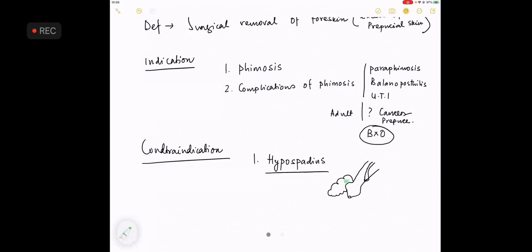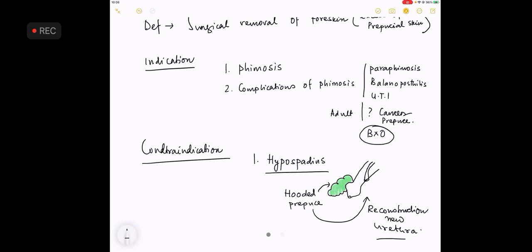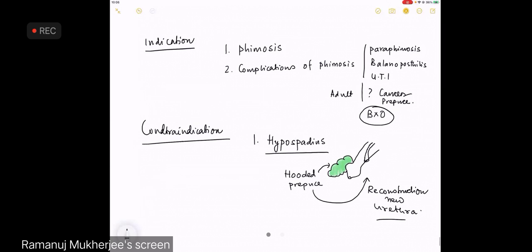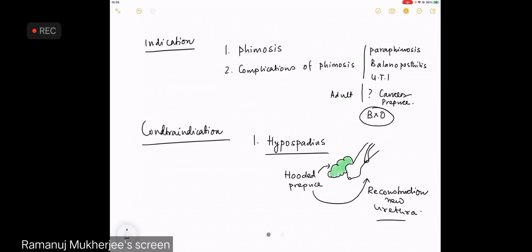Very good. This is an honors-getting answer. What is this prepuce called? Hooded prepuce. And why do you require this? Because for reconstruction of the new urethra you require this part. Hence, it is contraindicated in a patient with hypospadias. So please remember that. If you want to add religious circumcision as an indication, I will not be mentioning that in an exam, but if you want to, that is point number 3.